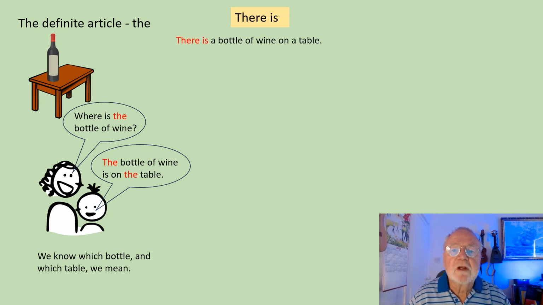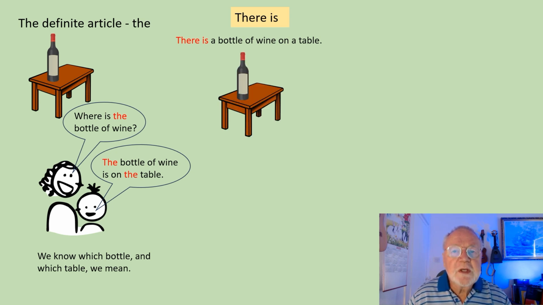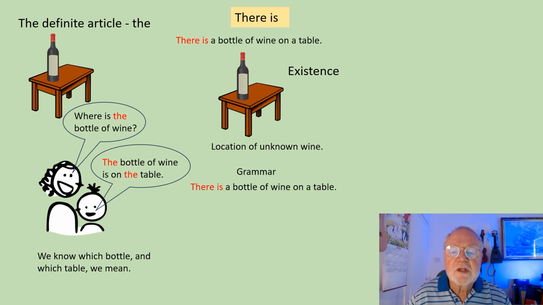If we're speaking generally about a bottle of wine and a table, we can introduce the sentence with there is. There is a bottle of wine on a table, and here it is. And we're speaking really about the existence of this bottle of wine and the table. It's a location of unknown wine. But we do get some problems when we start to look at the grammar. There is a bottle of wine on a table, so let's analyse that.